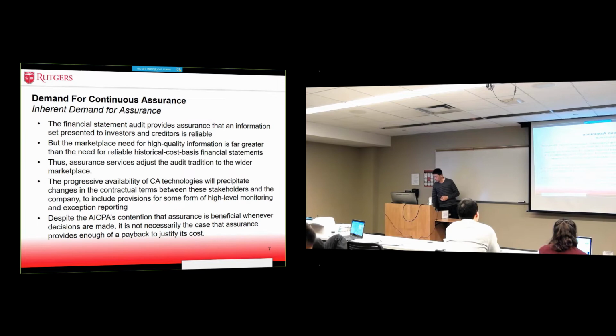Now let's switch to the demand for continuous assurance. The first point is the inverted demand for assurance. Financial statement audit provides assurance that information presented to investors and creditors is reliable. Assurance services extend the audit tradition to the wider marketplace. Progressive availability of continuous assurance technologies will precipitate changes in the contractual terms between these stakeholders and the company to include provisions for some form of high-level monitoring and exception reporting.